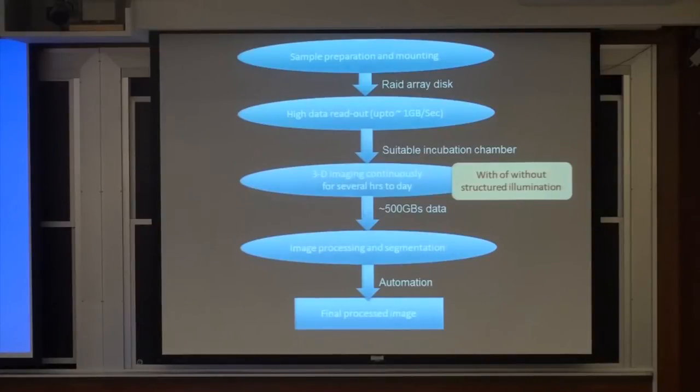Because if you have to image these kinds of development processes for a very long time, it is very important to have a suitable incubation system, cell and anesthetized condition, such that the cells or fish are in good condition. Second, we want to take these 3D images with or without structure, if you want to do structured illumination, which easily goes to several hundreds of gigabytes of data. And then to do this kind of image processing and segmentation, you need a lot of automation, and ultimately you get the final image processing.